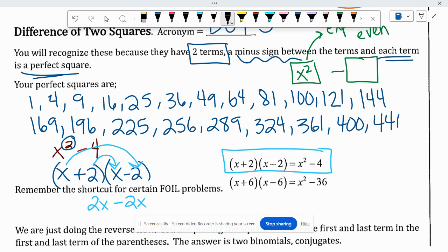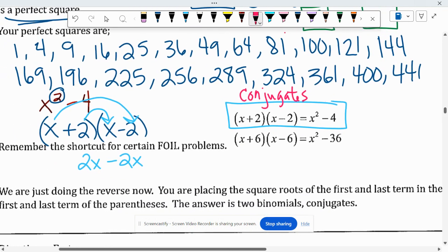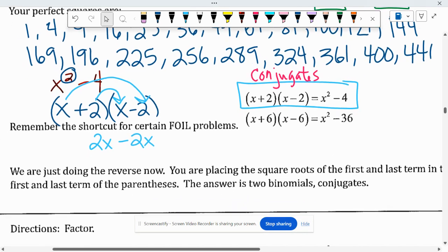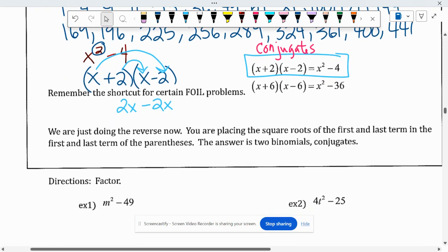These have a special name. Does anyone remember from Math 1 what we call these? These are called conjugates. Same number, opposite sign. It's conjugates. Okay. They're called conjugates. That'll be helpful when we start simplifying crazy stuff. Okay. So if we have two terms, both of them are perfect squares, that's going to be the difference of two squares. Okay. So let's look at a couple of examples of the difference of two squares.